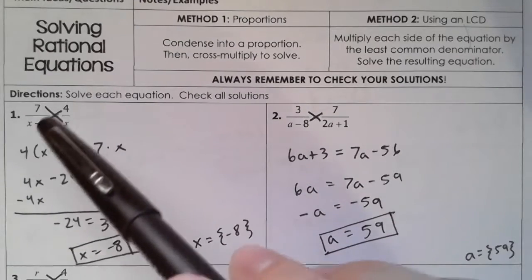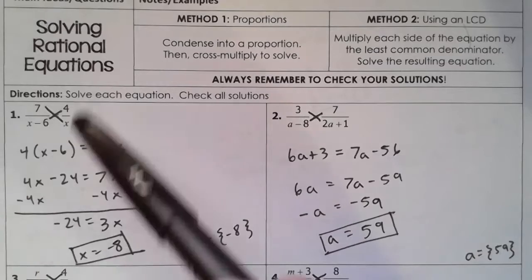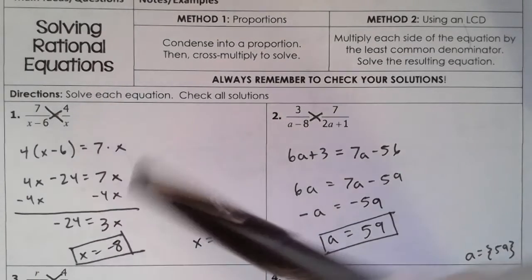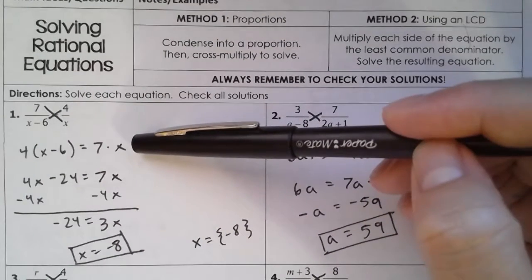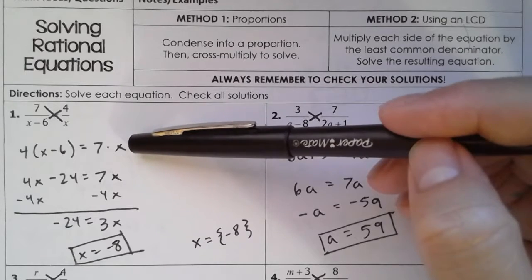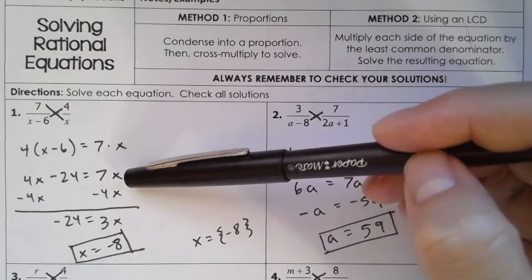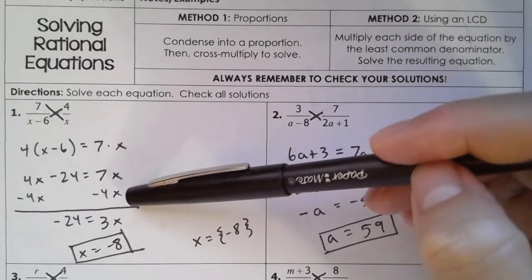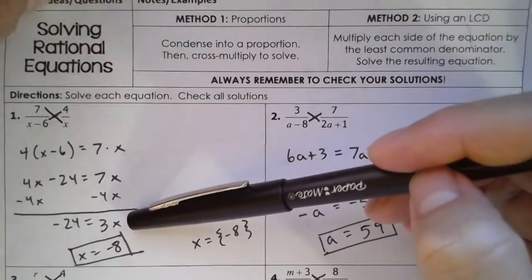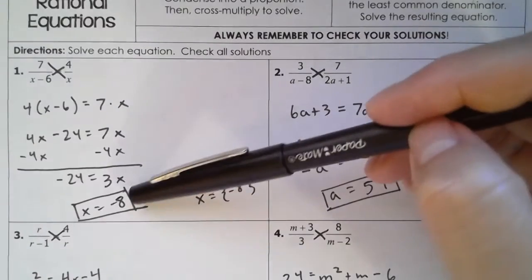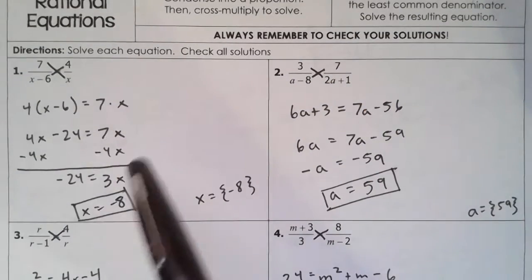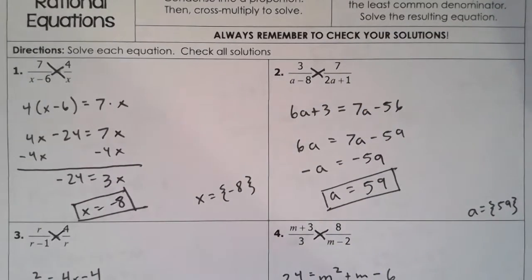So then, for number 1, I have two ratios, one on each side, so it's like a proportion, I'm just going to cross multiply. When I do that, I'm going to get this expression here, and then I distribute the 4 in, so I get 4x minus 24 on the left side. That's equal to 7x. I subtract 4x from both sides, and I get negative 24 is equal to 3x. And so when I divide both sides by 3, x would be equal to negative 8.